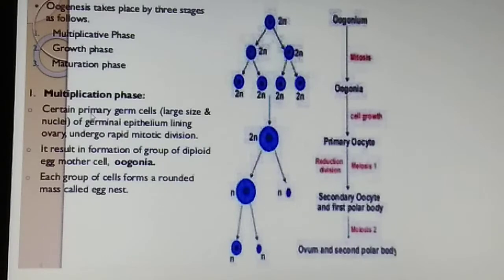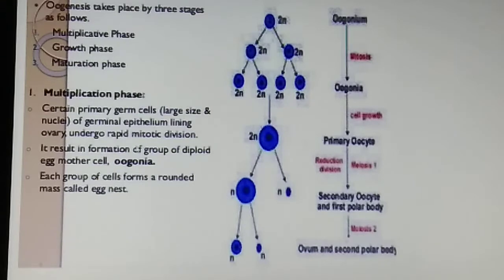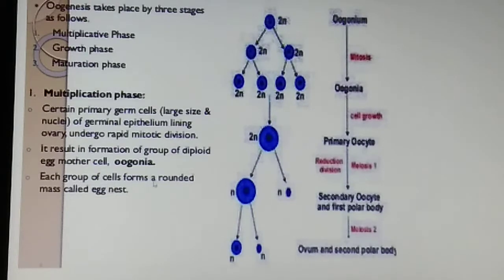You can see here certain primary germ cells, which are large in size and nuclei of the germinal epithelium lining the ovary, they undergo rapid mitotic division. Fine. So there is a mitotic division. Whose mitotic division is it, students? These primary germ cells. Fine. And it results in the formation of a group of diploid egg mother cells, which are known as oogonia.